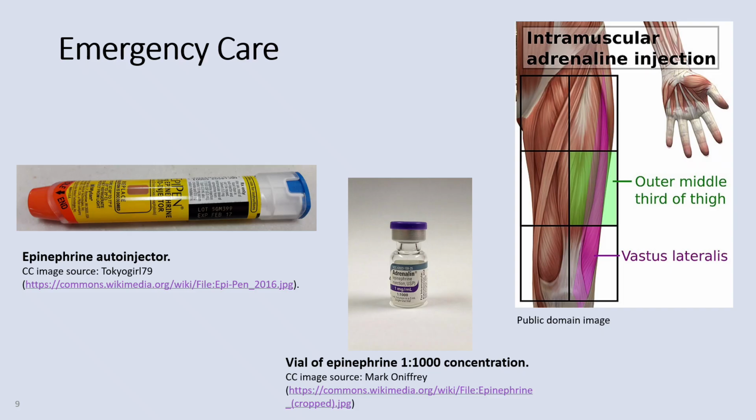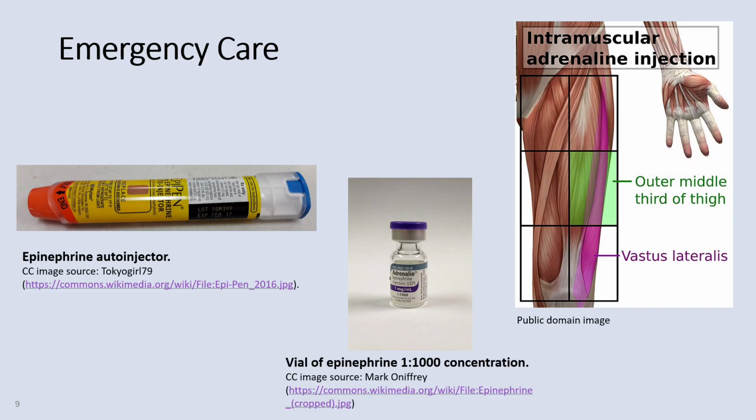When administering epinephrine using an autoinjector or EpiPen, as seen in the image on the left of the screen, the pediatric autoinjector is used for kids weighing less than 30 kilograms or 66 pounds, and an adult autoinjector is used for individuals weighing 30 kilograms or more.